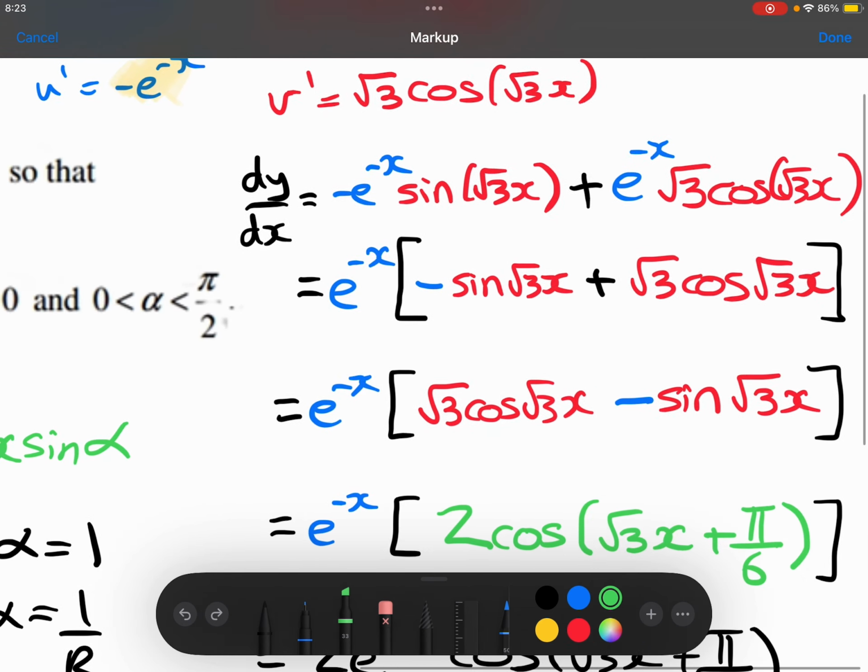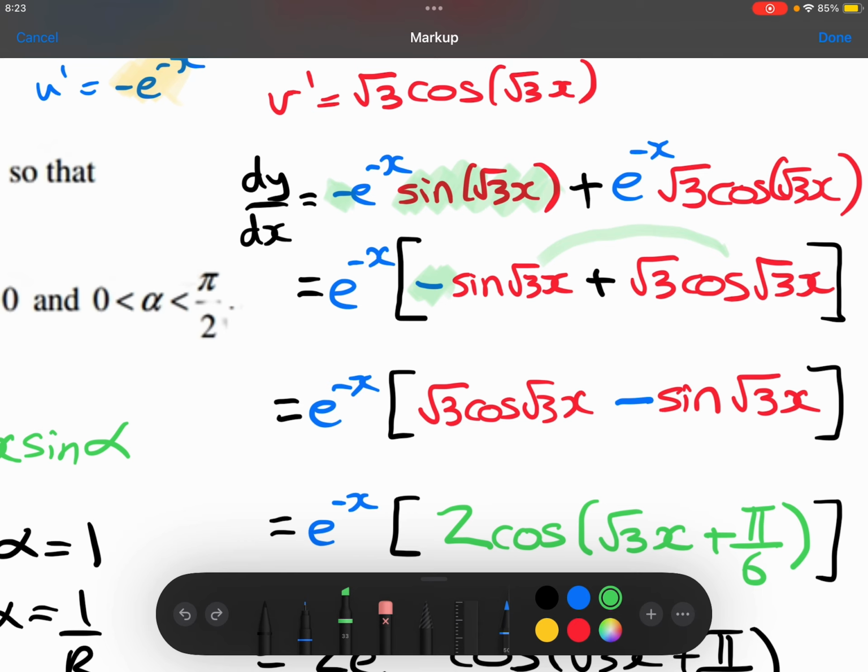So first thing I've done is I've factorised out the e to the minus x. So that's left me with the minus sine root 3x at the front and the root 3 cos root 3x at the back. Now, just because I don't like having this minus bit at the front, I've just swapped these around. So I've written the positive root 3 cos root 3x at the front and the negative sine root 3x at the back.